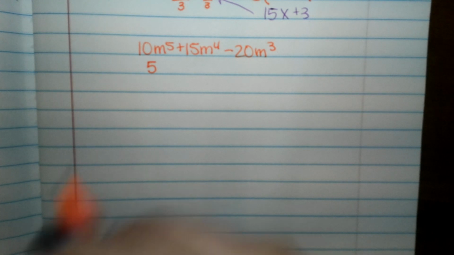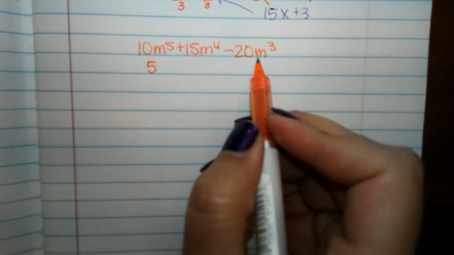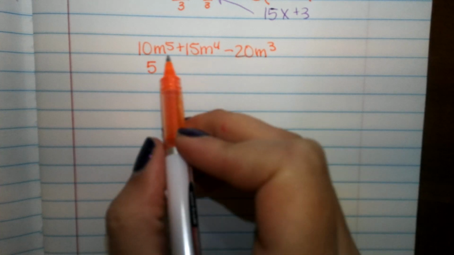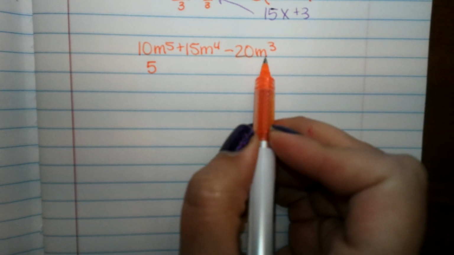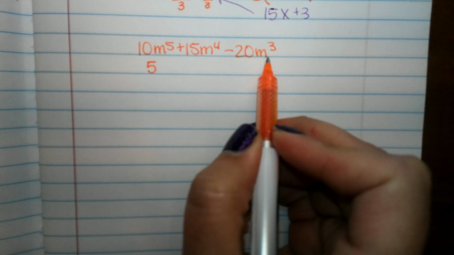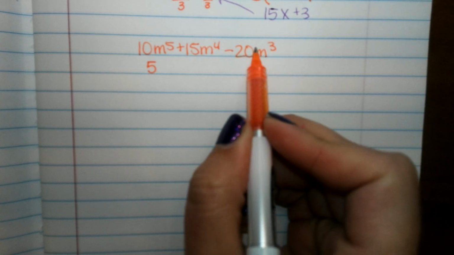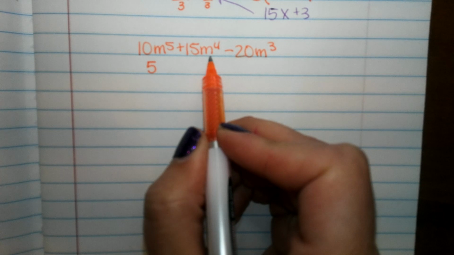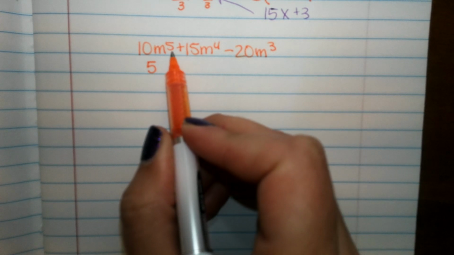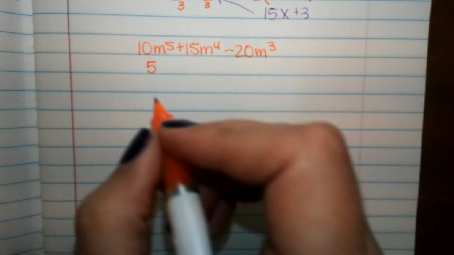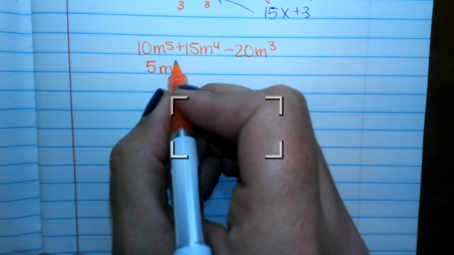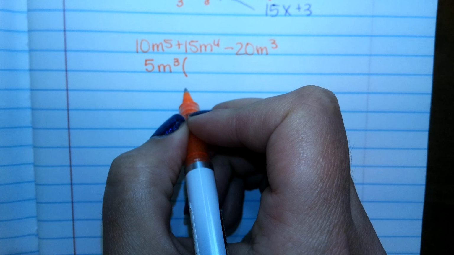If I'm looking at m to the 5th, m to the 4th, and m to the 3rd, the biggest amount of m's that I can pull out of each one of these is 3. I can't pull out 4 or 5 because there are only 3 here. I can pull out 3 here, but I'm going to have a leftover. And I can pull out 3 here, but I'm going to actually have 2 leftovers. So I'm going to have 5m to the 3rd.